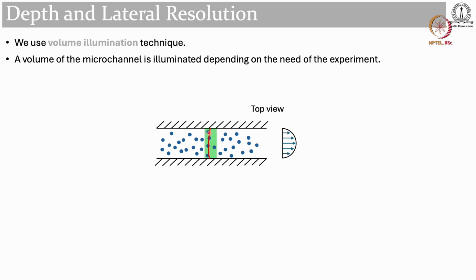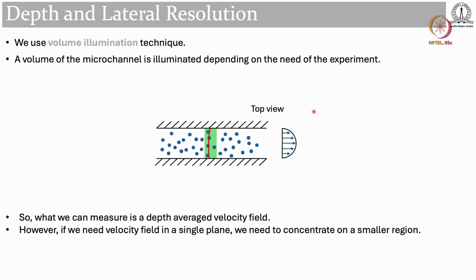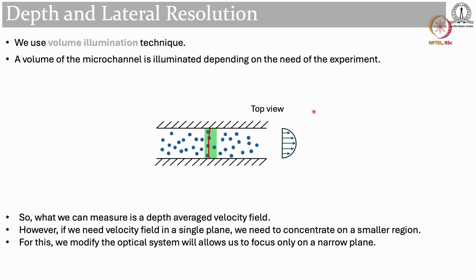Now if you see this whole region, what you will be capturing is particles of varying speed across the depth, right? You will capture particles moving much faster and also particles moving much slower. So what you actually get is a depth-averaged velocity field and not an in-plane measurement, but many times we need the velocity field in a single plane, so we need to concentrate on a smaller region. For this we modify our optical system, which allows us to focus only on a narrow plane.